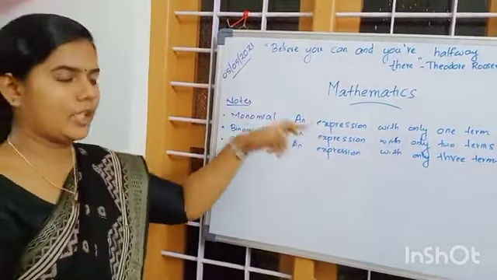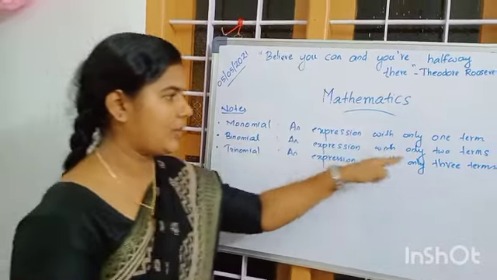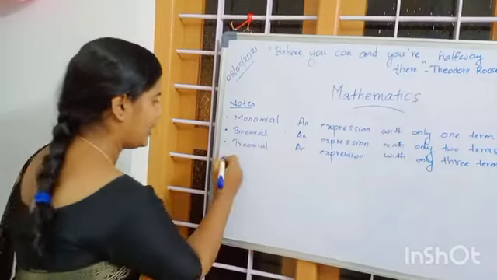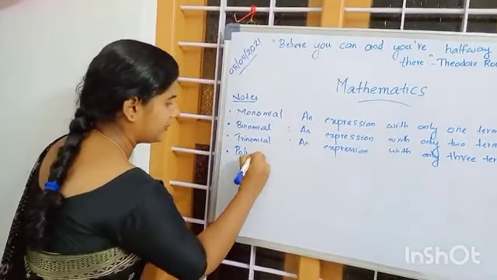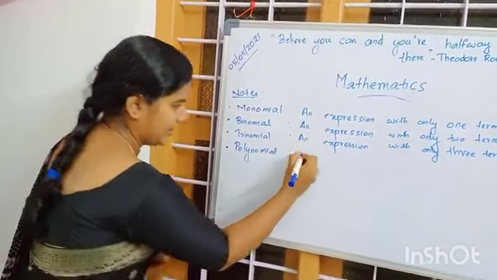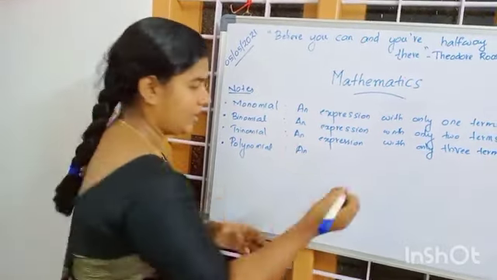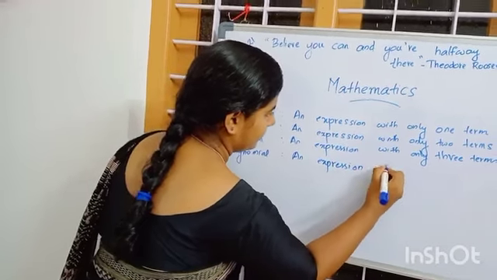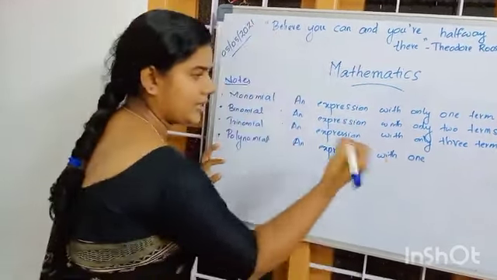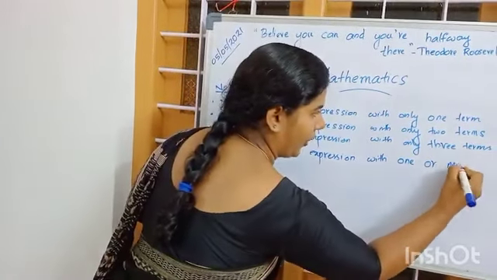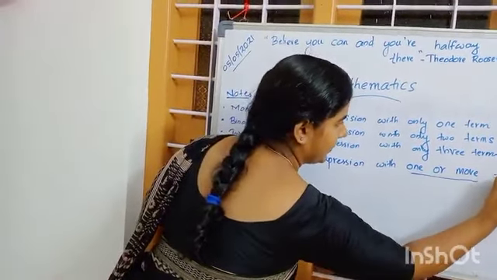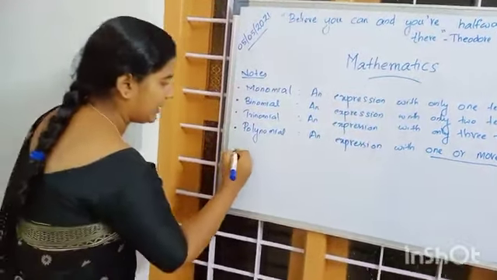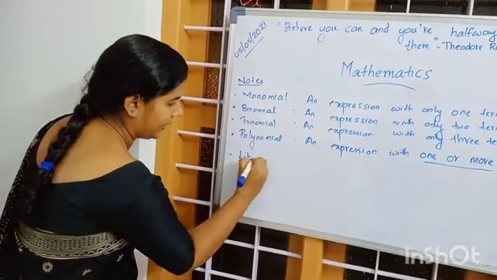So monomial is an expression with one term, binomial an expression with two terms, trinomial an expression with three terms, only three terms, and polynomial is an expression with one or more terms. So always remember, polynomial is an expression with one or more terms. Okay, so this is the first concept we learned, and then we learned what are like terms and unlike terms.